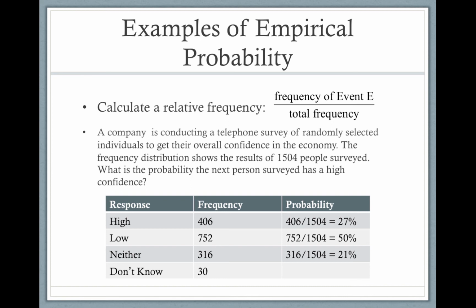All right, we could find the probability the next person says low. Well, again, it's just the relative frequency. It's 752 divided by the total frequency, which gives us 50%. Same thing with neither. What's the probability somebody says neither? Again, the frequency 316 divided by the total frequency, giving us 21%.